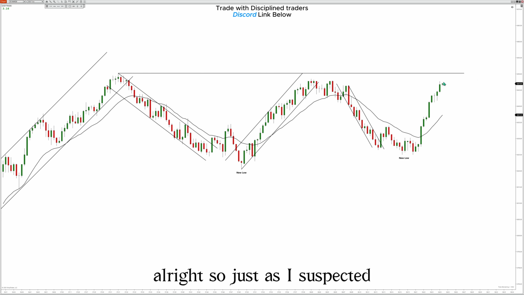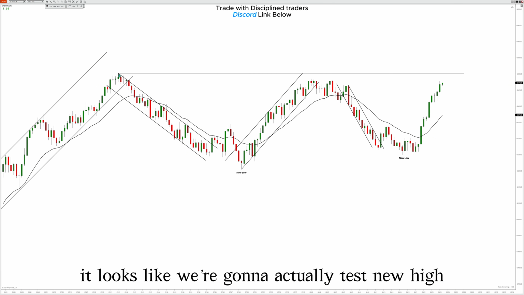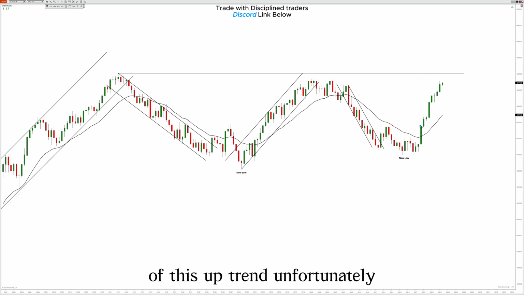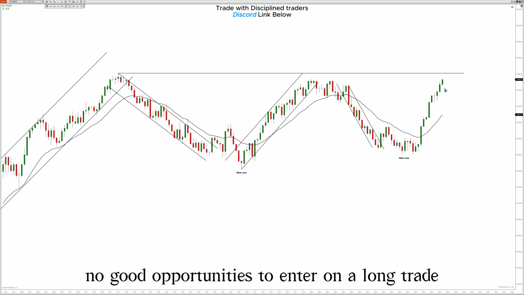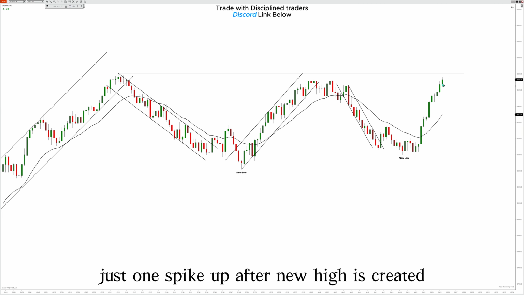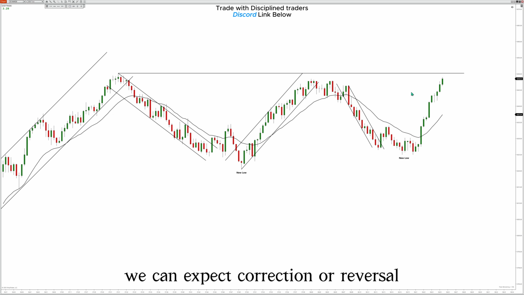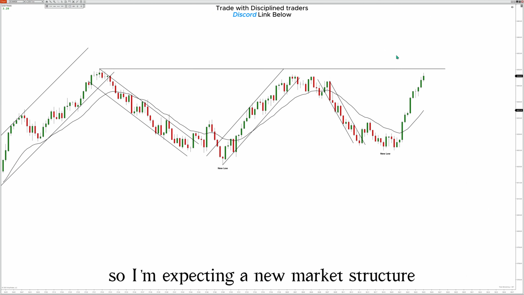Alright, so just as I suspected, we pushed above EMA, and it looks like we're going to actually test new high of this uptrend. Unfortunately, no good opportunities to enter on a long trade. It's just one spike up. After new high is created, we can expect correction or reversal. So I'm expecting a new market structure.